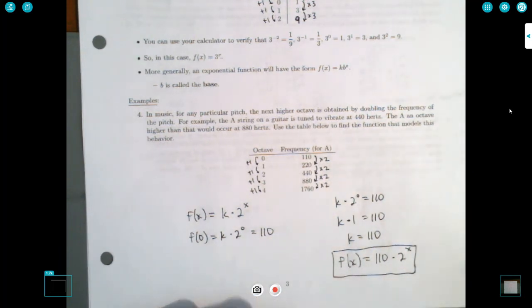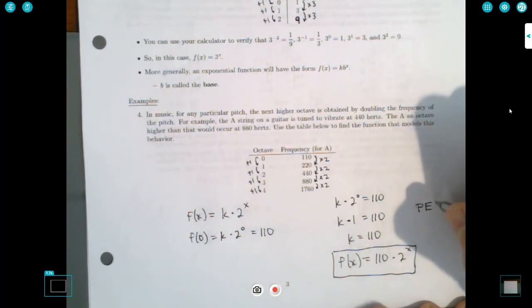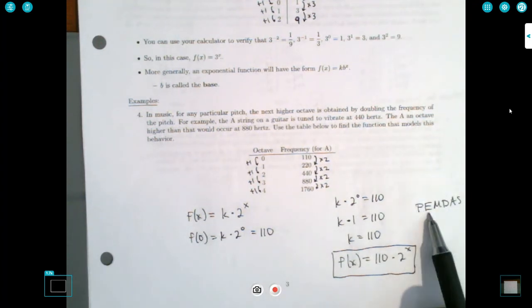Now, some of you might be tempted to say, well, why don't we multiply those two together? Instead of calling it 110 times 2 to the x, why don't we just call it 220 to the x power? And the reason is because of order of operations, right? PEMDAS, please excuse my dear Aunt Sally, however you remember it, exponents come before multiplication. You've got to do the exponent first before you multiply.